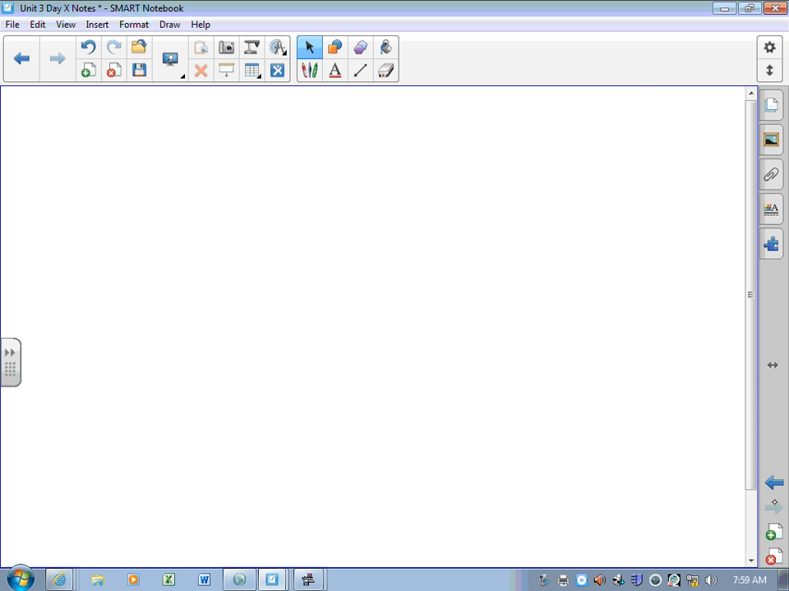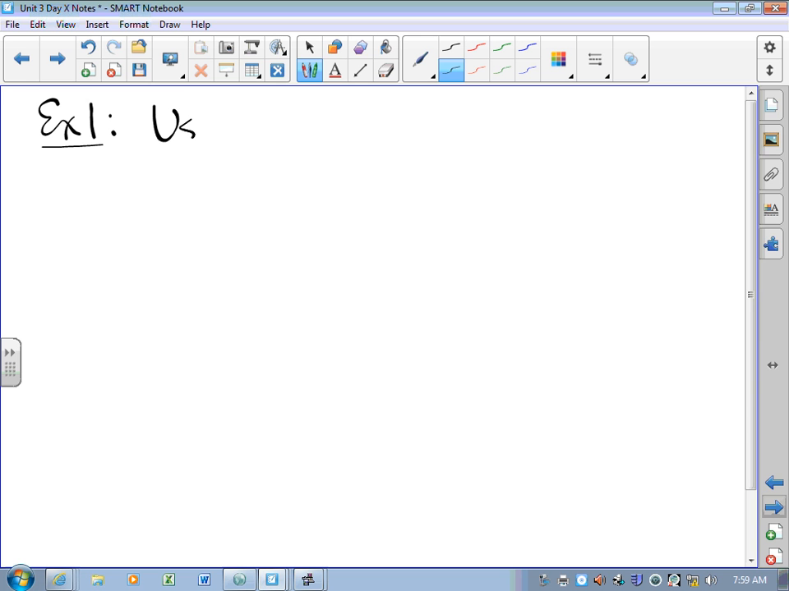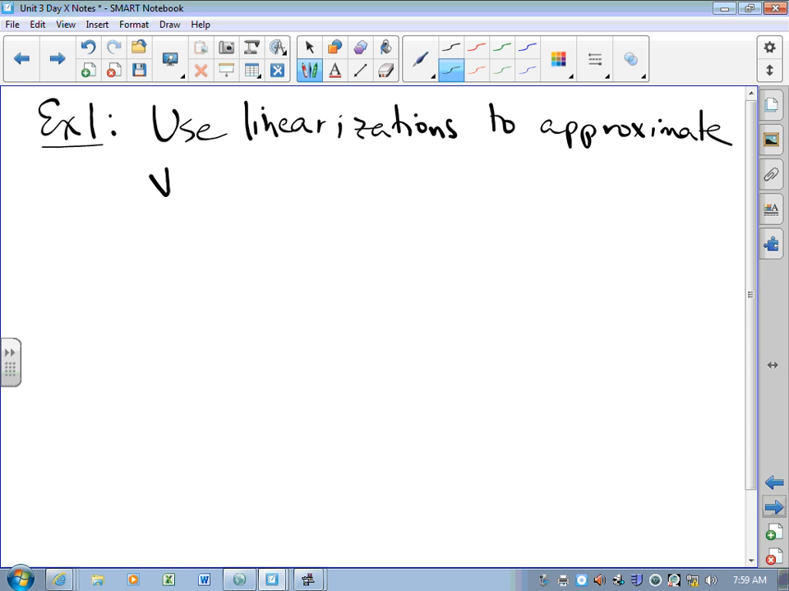So how does that work practically? I want to use linearizations to approximate the square root of 65 and the cube root of 65. Now this is cutting edge 1783, because now we have calculators that approximate these things.